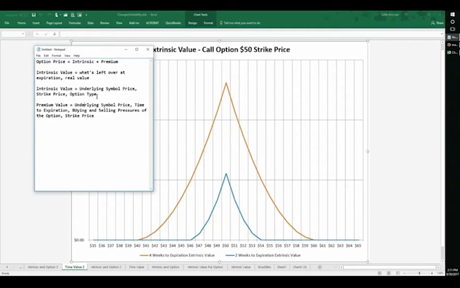What's interesting is what we said before. The option type doesn't matter. You notice it's not in this list. All right.